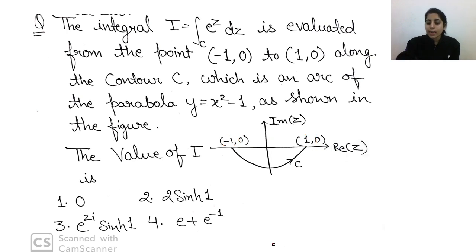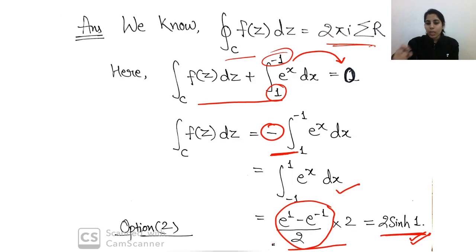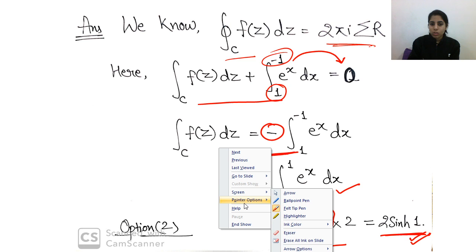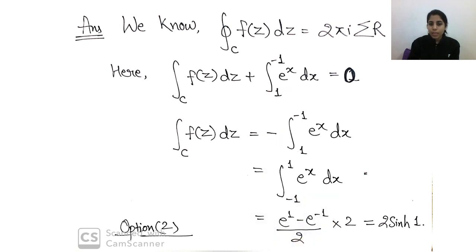Okay, now the second doubt is how we got 2 sine hyperbolic 1. Clear? Let's talk about it. See, Sakshi, let me know, is this clear till this point? Did you get it, from where I have reached the integration from -1 to 1 of e to the power x dx? Is this clear? Because after that I will discuss. If it is clear till this point, done, that's good.